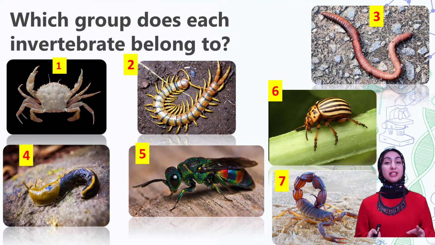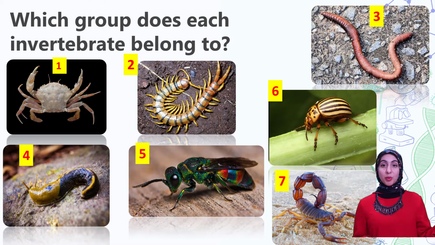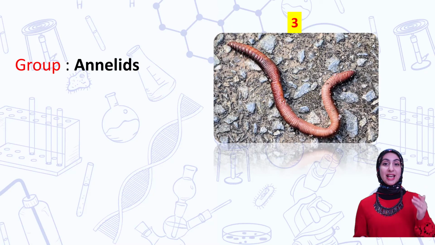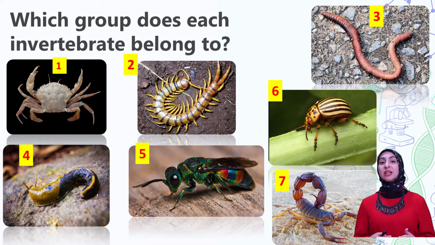Third invertebrate here, it is like a worm, right? And it has a segmented body. There are no legs and no antennae, so it is classified as annelids. For the fourth invertebrate here, we can see a muscular foot, right? And also it has an unsegmented body, so it is classified as mollusks.